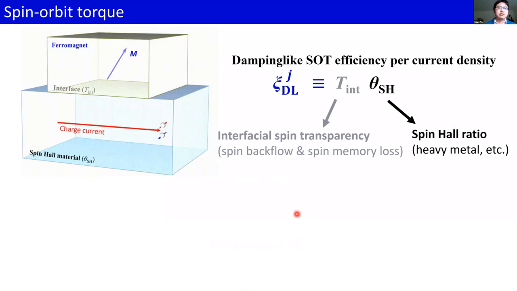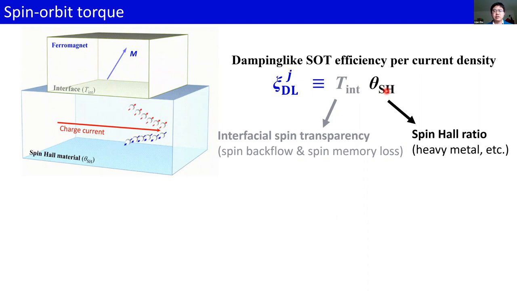Let's consider the standard spin-orbit torque process. A charge current in the spin Hall layer can generate a spin current. This spin current can partially transmit through the interface and exert a torque on the ferromagnetic layer. In this case, the damping-like torque efficiency per current density is the spin transparency of the interface times the spin Hall ratio of the spin Hall material.